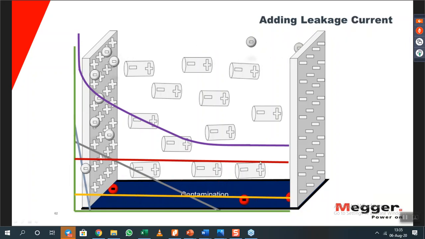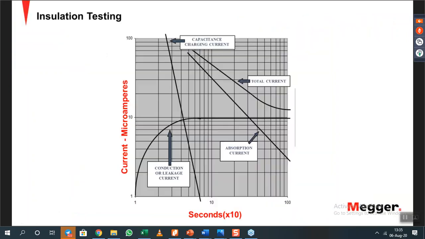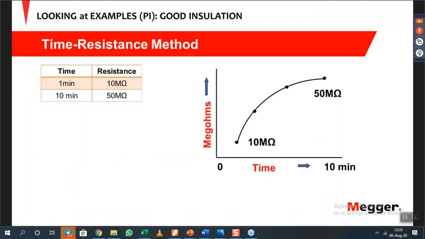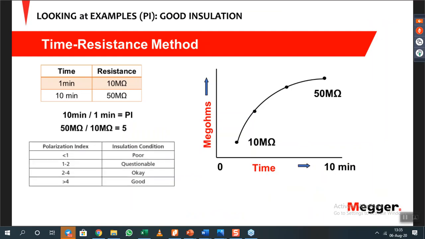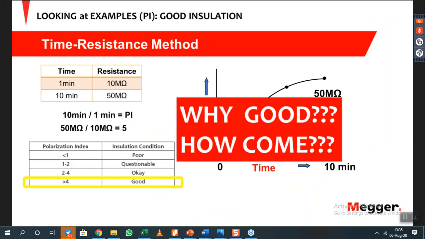And again, after 10 minutes here, I got a leveled current. No more effect from the charging current, no more effect from the absorption current. That's why I need this 10 minutes for my polarization index. So this is my summary again of the component of the currents. So that's the answer. How come? Why is it good? Because number one, it is more than 5. And according to the table, it is good.